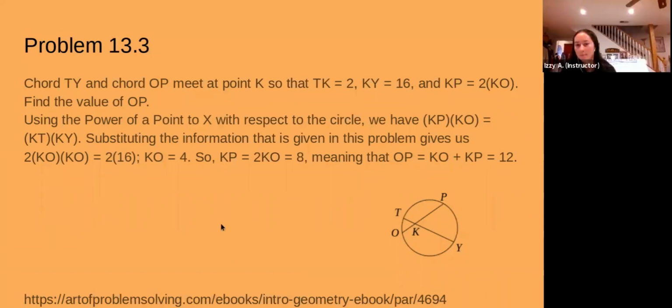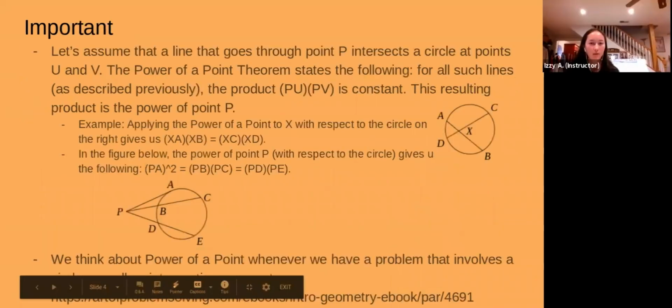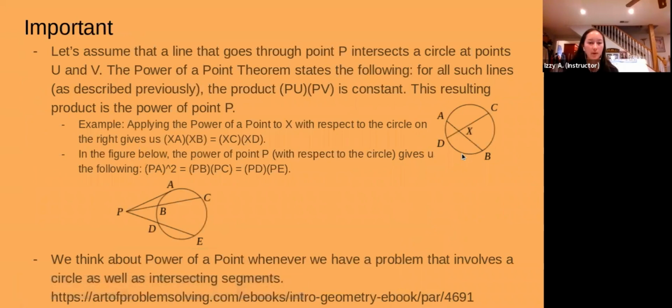Still didn't quite get it. Okay, so remember, let's go back to power of a point. What you do is look at two different line segments and see where they intersect. In this case, for example, AB and DC intersect at X. That's your power point X, and then you're going to set up basically two proportions.